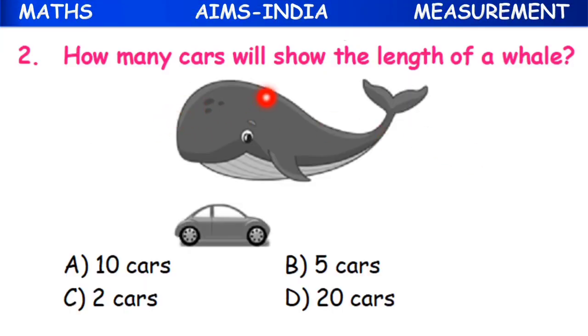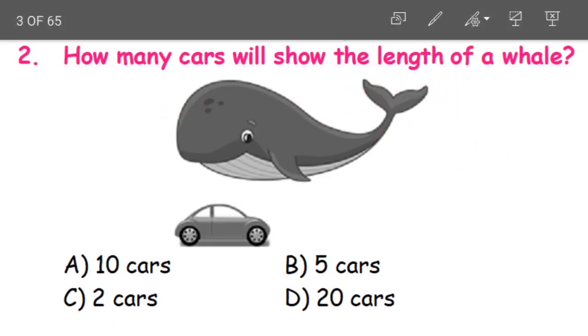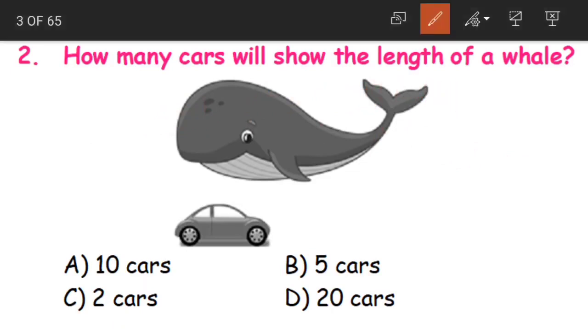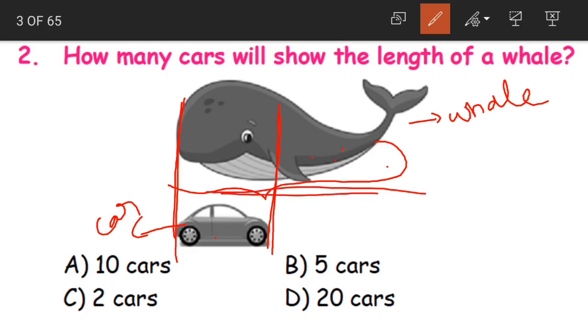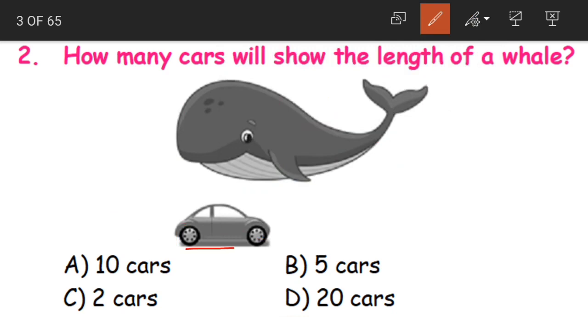Coming to question 2, how many cars will show the length of a whale? If you observe, what do we have here? We have a whale and also we have a car. Now this car is not covering the whole whale. It is only covering half of the given whale. So to cover the complete whale or to measure this whole length of the whale, we would need another car here. See this? Again this I think will be needing 3 cars.